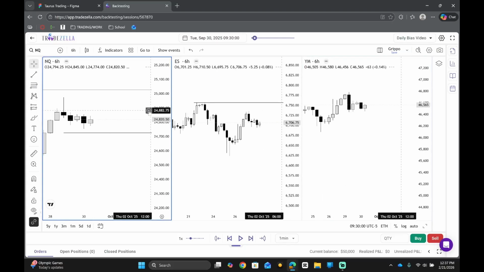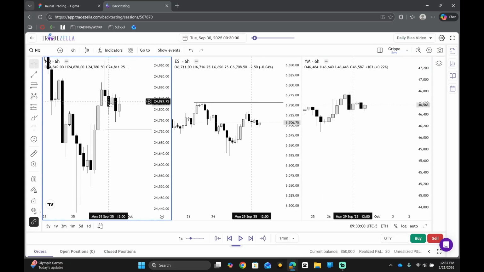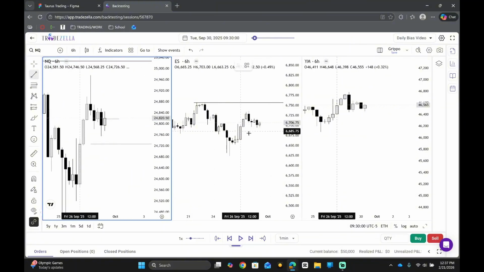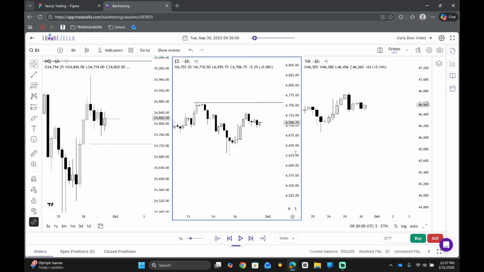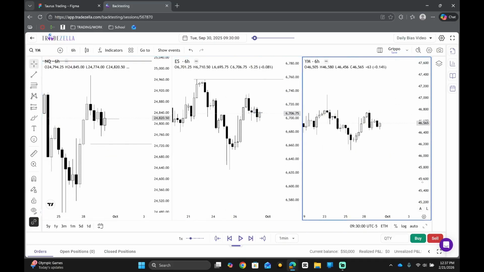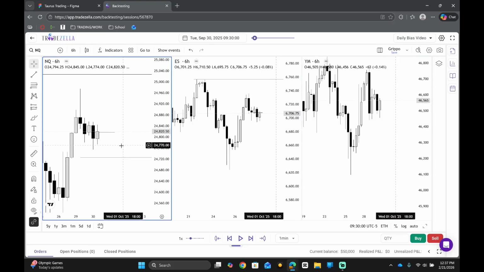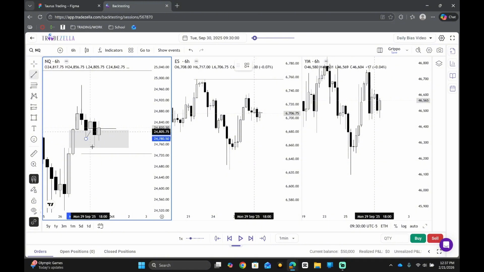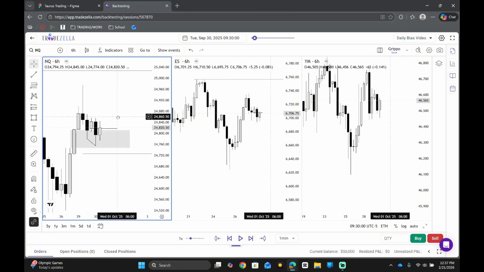Let's check the 6-hour to see what the sessions have done. All right, so we open high. We come lower. Do we have an SMT at a key level? We are in a 6-hour gap, and we're currently trading without an SMT. We have an SMT at this swing low in the gap.